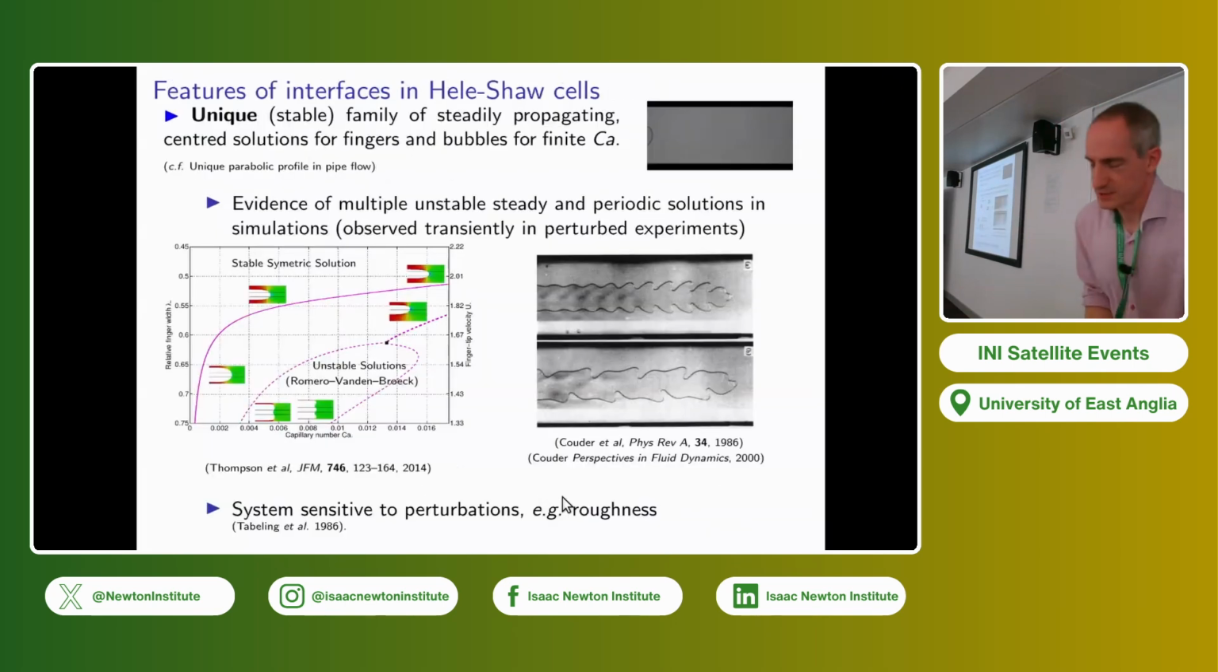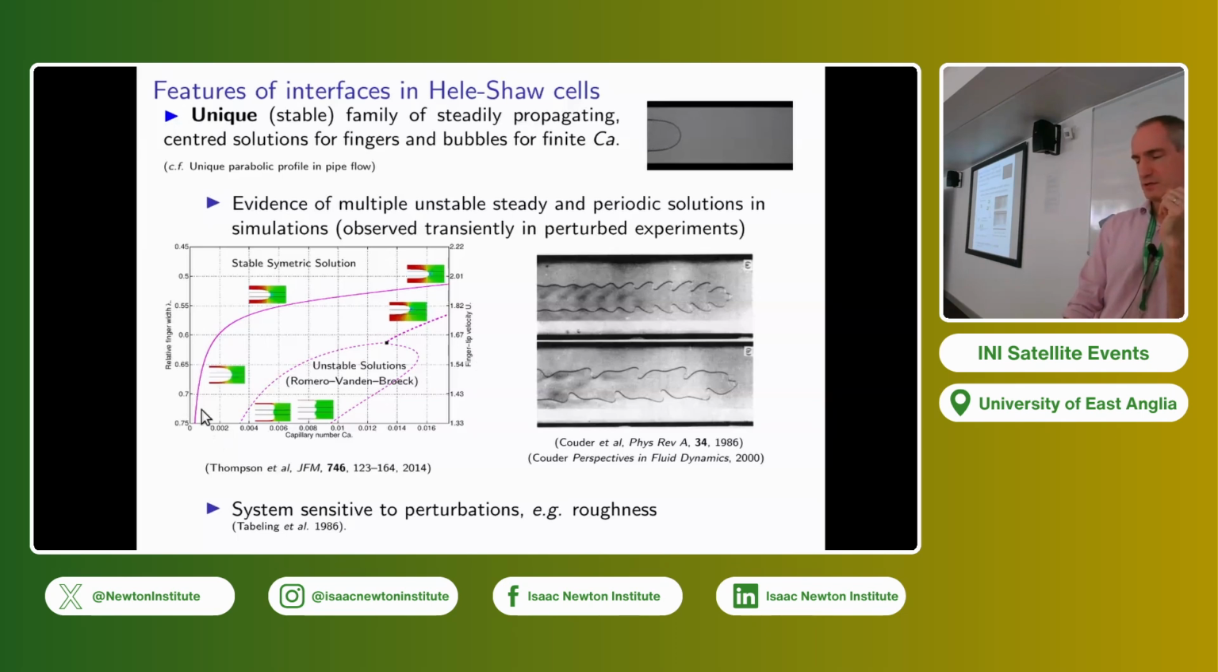What's going on in Hele-Shaw cells? So this is probably the last thing I'm going to talk to you about fingers. So what we already know, why is this still an interesting system to look at? What we already know is that it's actually very boring. There's a unique stable family of steadily propagating centered solutions for both fingers and bubbles when they go at finite speeds. However, what we also know is that it's quite famously degenerate in the limit of zero surface tension. And even at finite surface tension, there are a whole load of unstable, steady, and periodic solutions floating around.